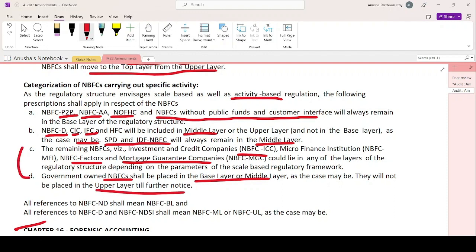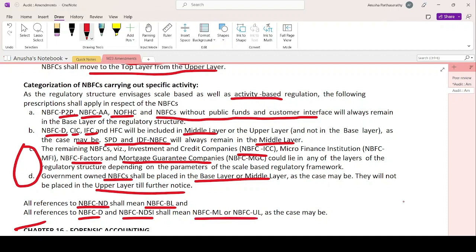These two could be an MCQ, because the rest is very clear, right? You will already get to know it by definition. Only if you read this paragraph will you know these two points. So this could be an MCQ. All reference to non-deposit taking company shall mean base layer, and deposit taking and non-deposit systemically important shall mean middle layer or upper layer as the case may be.